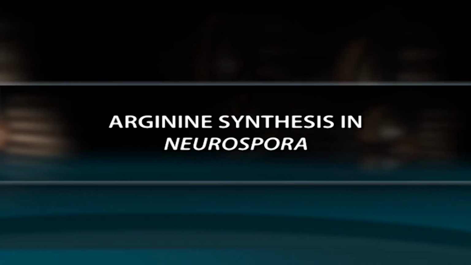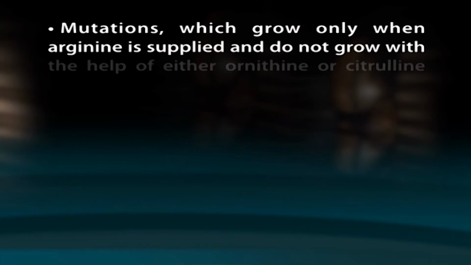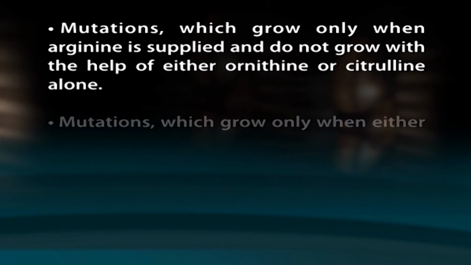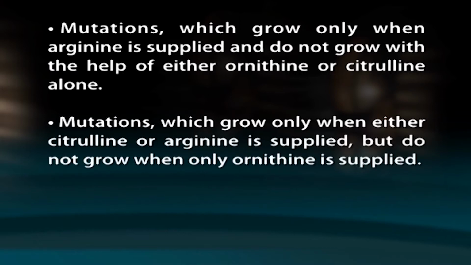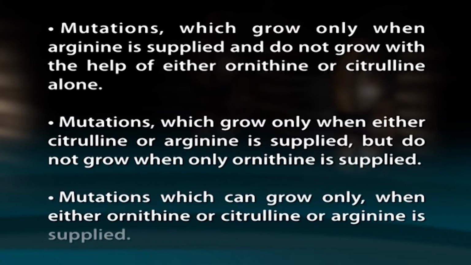Now let us see about arginine synthesis in Neurospora. In Neurospora, the following three kinds of mutations for arginine synthesis were isolated. 1. Mutations which grow only when arginine is supplied and do not grow with the help of either ornithine or citrulline alone. 2. Mutations which grow only when either citrulline or arginine is supplied but do not grow when only ornithine is supplied. 3. Mutations which can grow when either ornithine or citrulline or arginine is supplied.